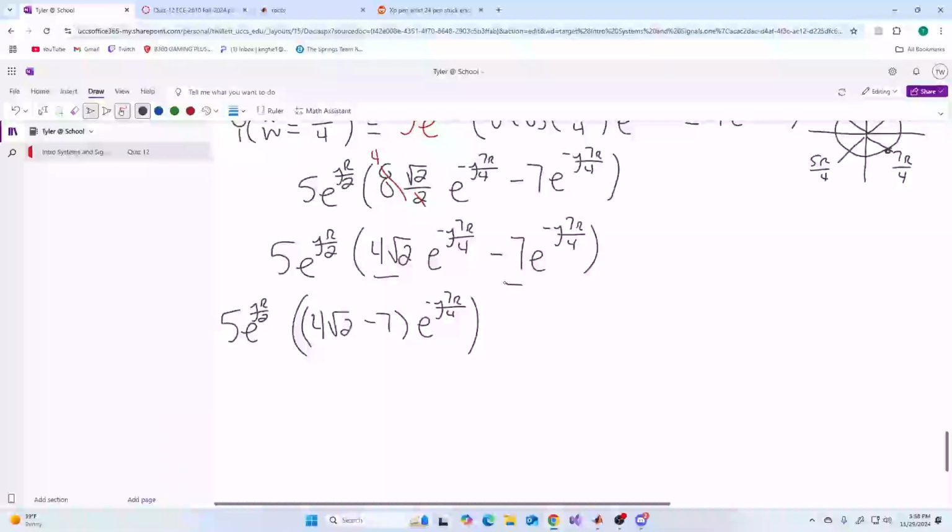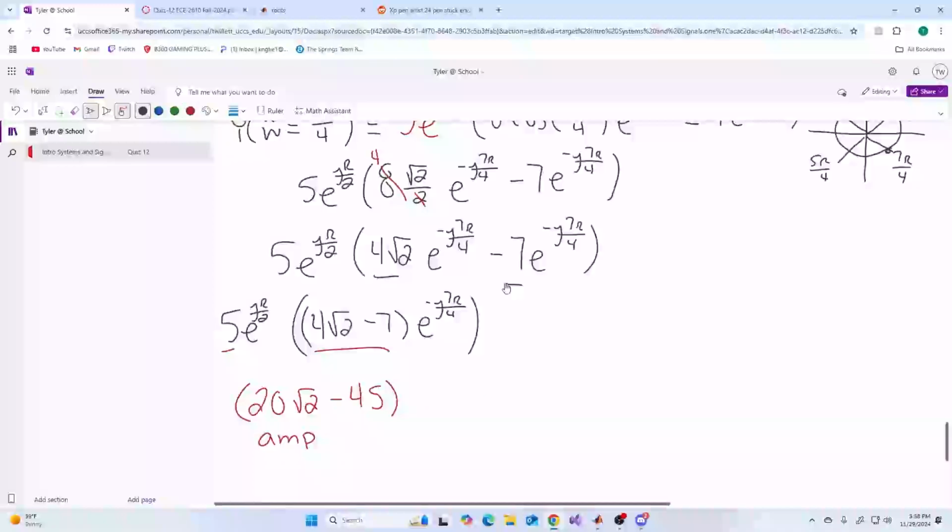Now we can multiply. We are going to multiply the amplitudes first. So this amplitude is going to go in here. So I'm going to get, I'll write it in red, 20 root 2 minus 35. This is my amplitude.